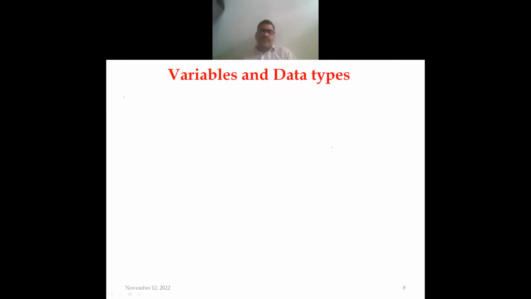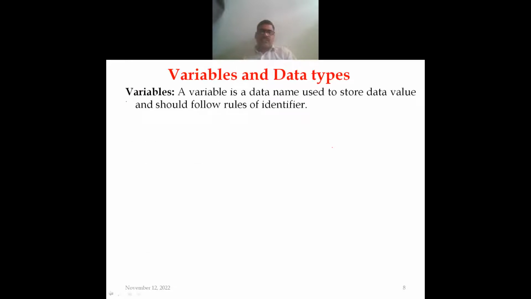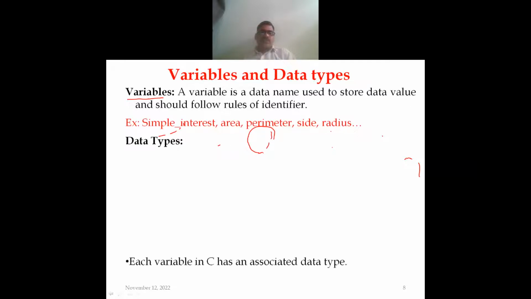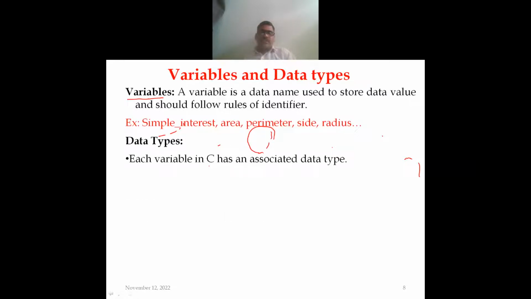Then next, coming to variables and data types. What is a variable? A variable is nothing but a data item which is used for storing a data value. It should follow certain rules when we are naming variables. For example, simple interest, area, perimeter, side, radius, etc. These are variables. Each variable in C language is associated with a data type.